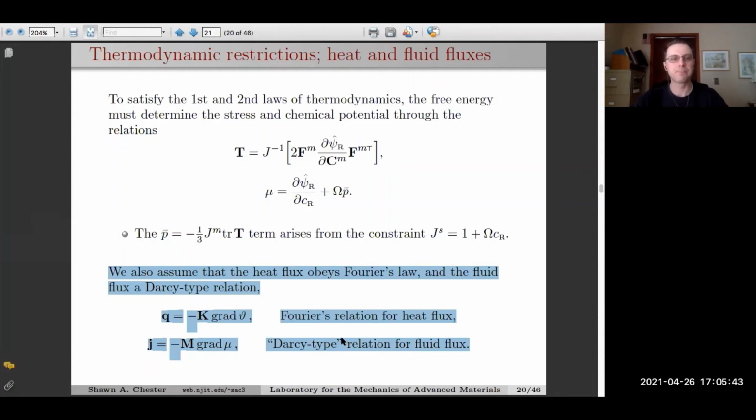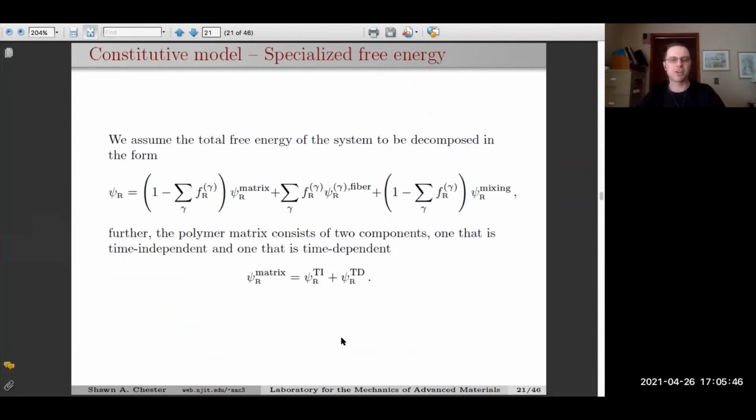In essence, the flux is proportional to the gradient in the driving variable, either the temperature gradient or the chemical potential gradient for the fluid. So now we're going to start to specialize the free energy function for a polymeric gel in particular. The assumption is that we've got a number of things in concert. The first one is the polymer matrix itself, the second one is the fibers, and the third one is that mixing that I was talking about. And so you see all the F's sub R coming in. That's just because the fibers do not mix, and so we want to take the fibers out of the mixing.